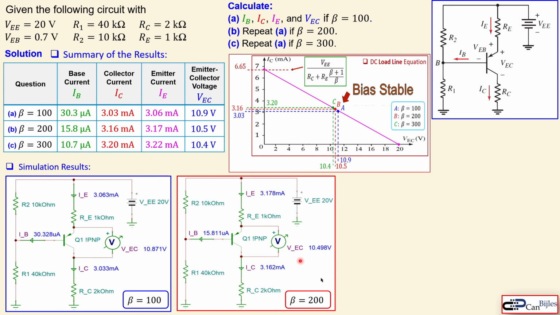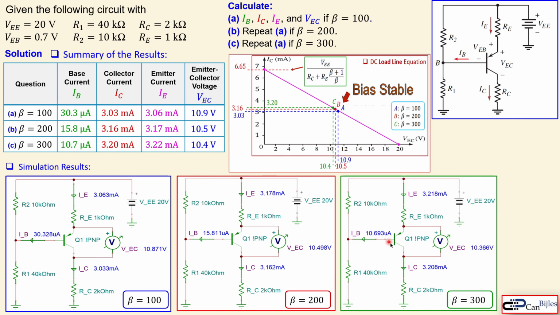Now going to beta as 200, the second one, which is now 15.8 microamps for the IB. 3.16 we had calculated, is now 3.16 also approximately, and 3.18 approximately, and this is 3.17, so very close to what we have, and this is 10.5, very close to 10.5, which is also what we have. Now going to the final one, beta is 300, 10.7 microamps, so also very close. 3.21 milliamps, it is 3.20 milliamps, also very close to the value we have calculated. And the 3.22 milliamps we have calculated for the emitter current, and we see also very close to that value in the simulator. You also see 10.4 approximately, or 10.37 volts, which is also what we have, approximately 10.4.